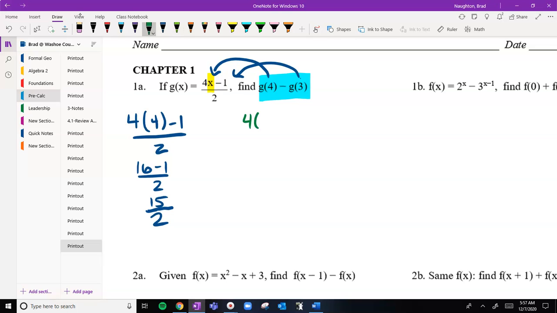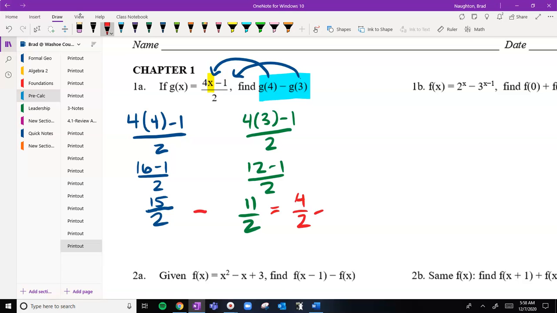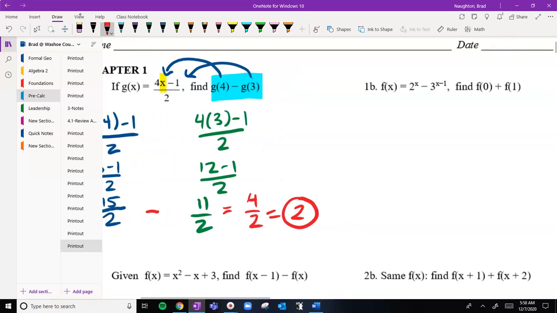All right, so let's plug in our 3. So it's going to be 4 times 3 minus 1 over 2, which is going to be 12 minus 1 over 2, which is 11 over 2. So now I'm going to subtract them, and thankfully they have a common denominator. So 15 minus 11 is going to be 4 over 2, which is just going to give us our answer of 2. That's how we do number 1.